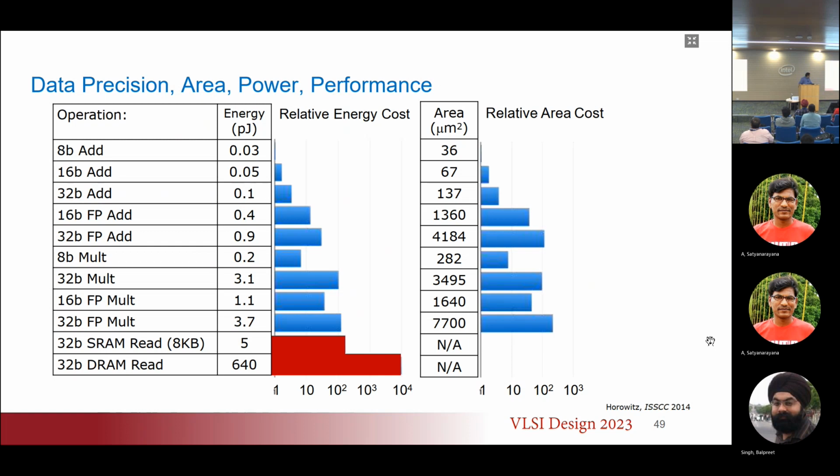It's like 5 picojoules for an SRAM read and 640 picojoules for a DRAM read. So if you're doing this operation, what is one operation that you'd like to minimize when you're concerned about power and performance of doing this machine learning operation in the algorithm? It's basically reading from the DRAM.